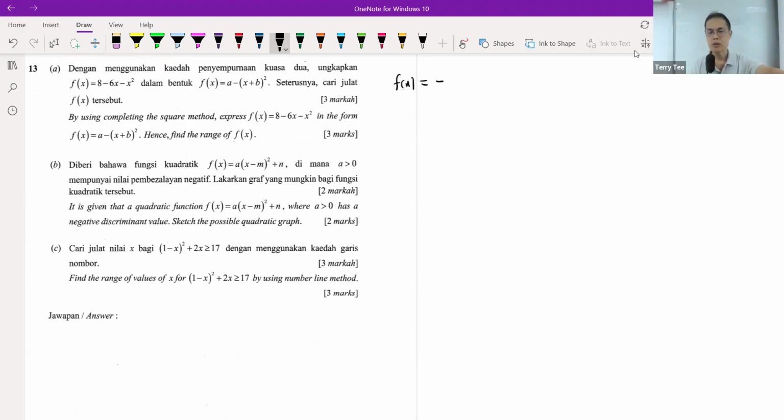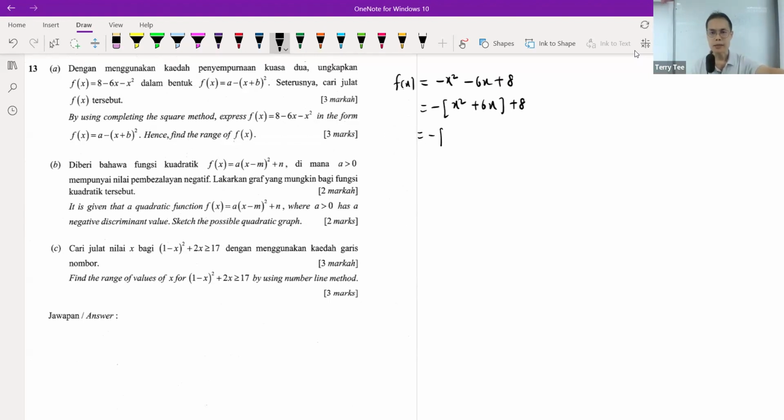For a lot of students, because you're so used to putting negative x squared first, I'm going to do it one by one, step by step. I keep the 8 at the back. So I factorize the negative. This will be x squared minus 6, if I take out the negative, becomes positive 6x, plus 8. Again, like I say, the 8 is not involved in the process of completing the square. We're going to leave it out.